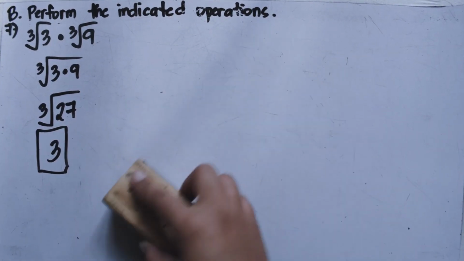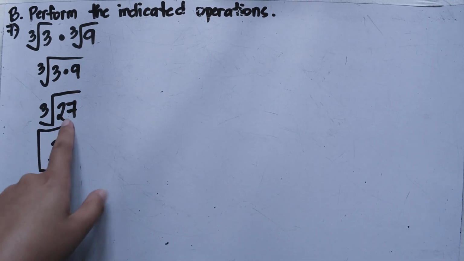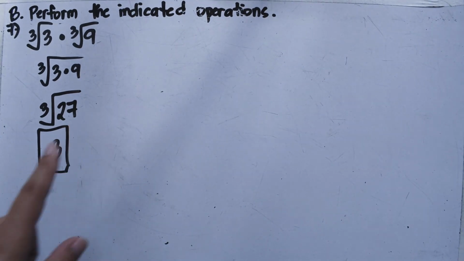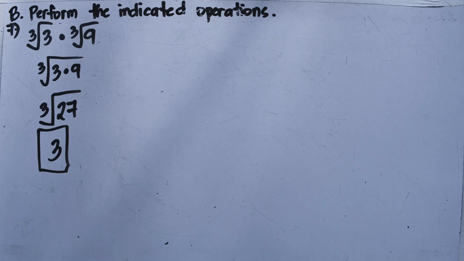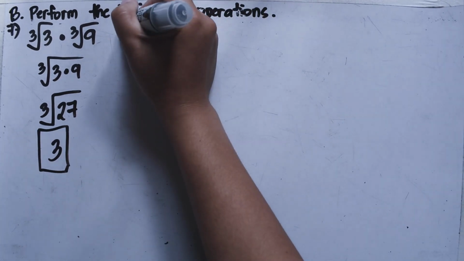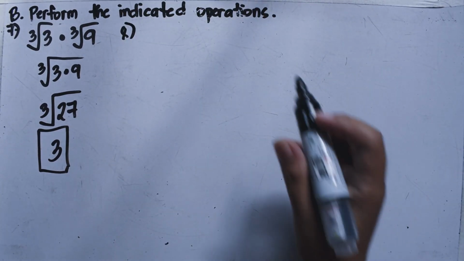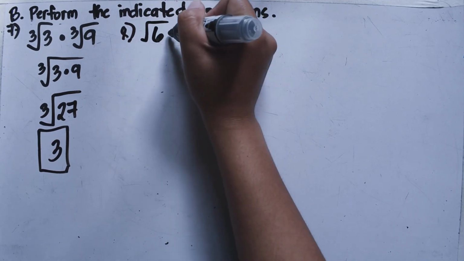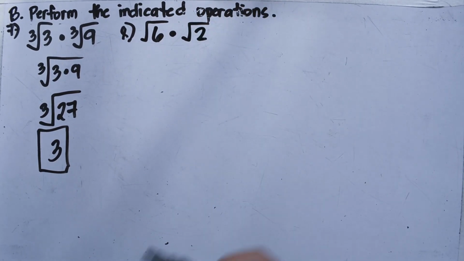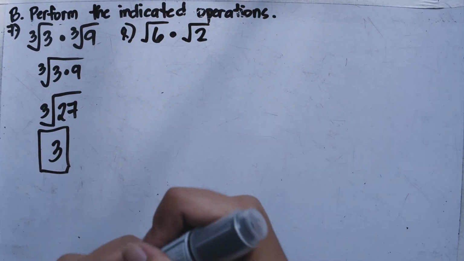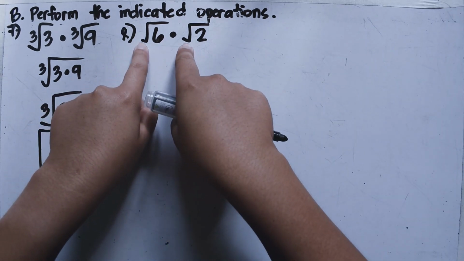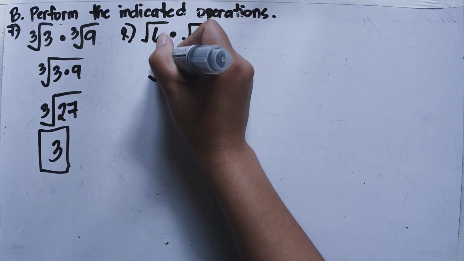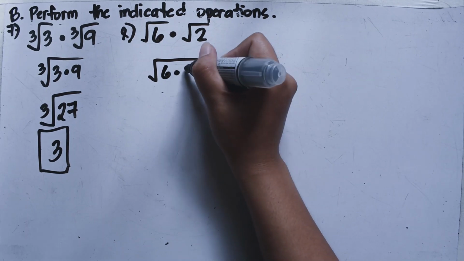So, simple lang, di ba? Pag multiplication. Eh, paano po kung nakuha natin dito hindi pa perfect cube? Basta po hindi na simplify, i-box nyo na yon kahit po may radical symbol pa po siya. Nakuha. So, number 8 na tayo. So, number 8 we have square root of 6 times square root of 2. So, ayan. Pareho yung kanilang index na invisible 2, diba? Square root, so invisible 2. Therefore, copy lang the same index and then multiply lang the radicands.